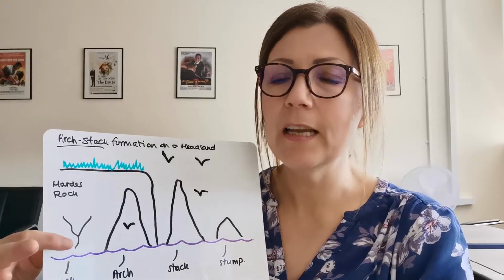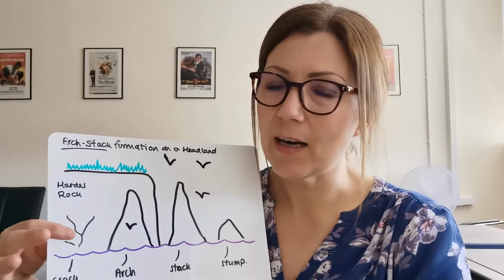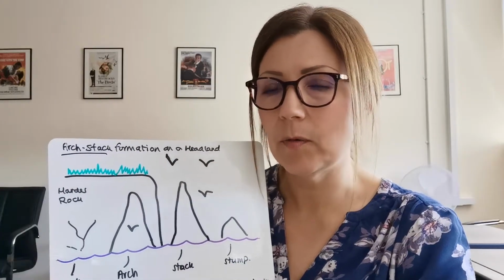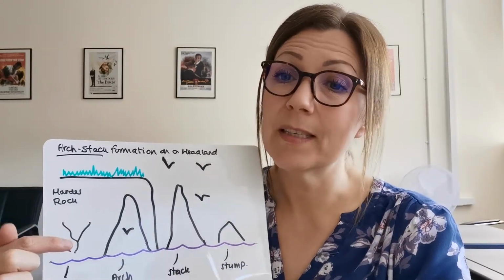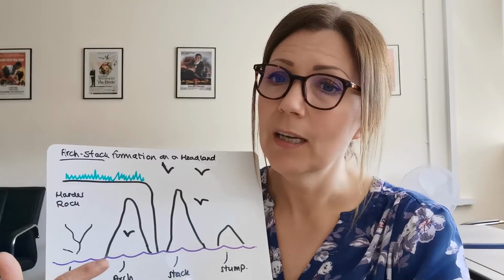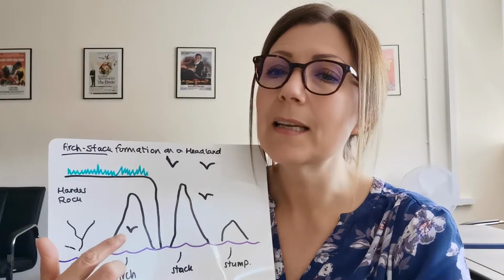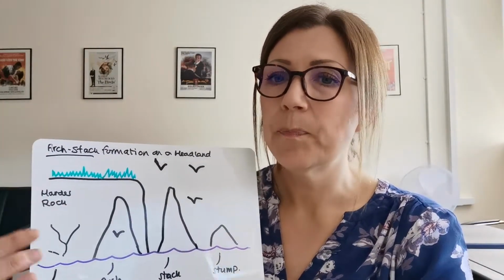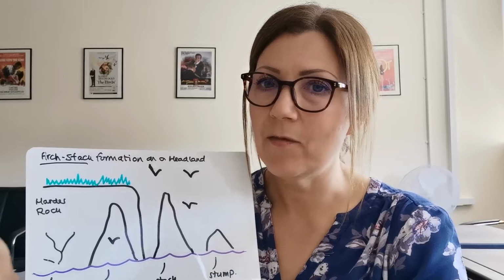Now, initially, the waves will attack any cracks or joints or anything on the sides, both sides of the headland. These processes happen on both sides. And this is a weakness in the rock. So hydraulic action and abrasion can happen, etc. Now, because it's happening on both sides, you have a cave will form initially on both sides, and then the two sides of the cave will meet.